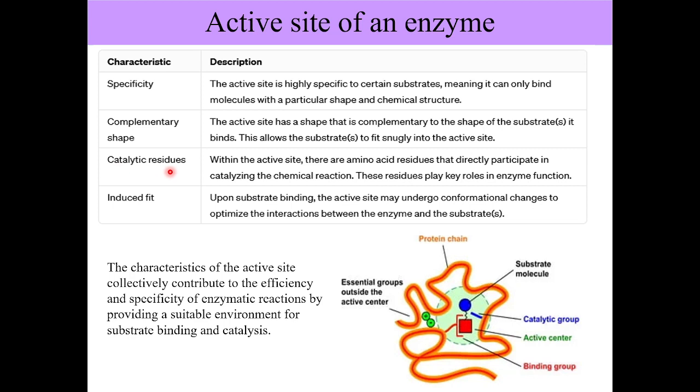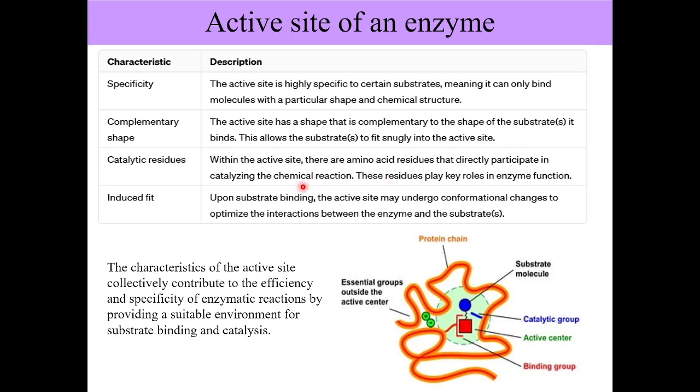Coming to the catalytic residues. Within the active site there are certain residues which are mainly involved in binding with the substrate and performing the catalysis reaction so that the substrate can be converted into the product. So within the active site, see these amino acids, they directly participate in the chemical reaction.